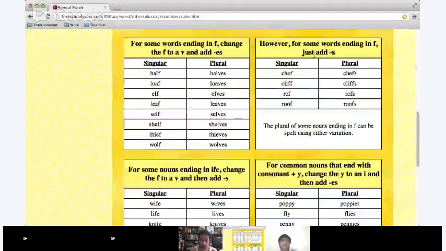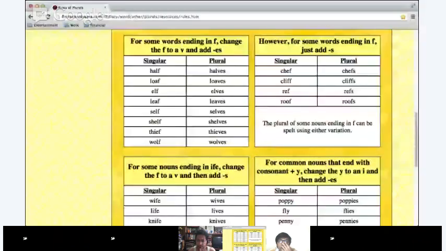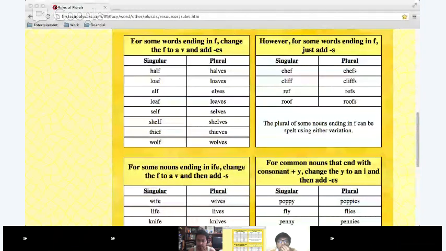Yes. Okay. Wife, wives, life, lives, knife. Oh, knife. Over to the right. This one right here, ending in F. Okay. Chef, chefs, cliffs, riff, riffs, rough, roughs.